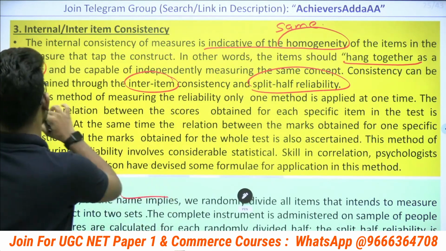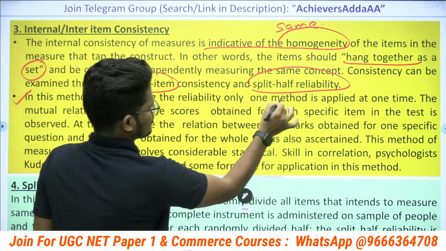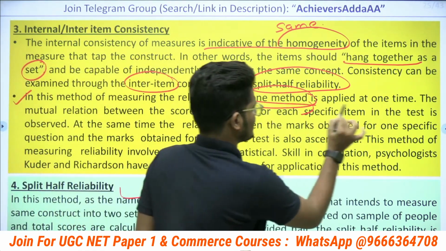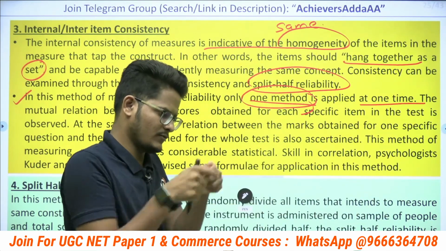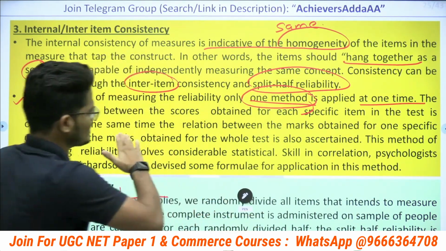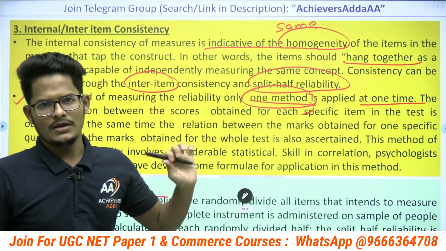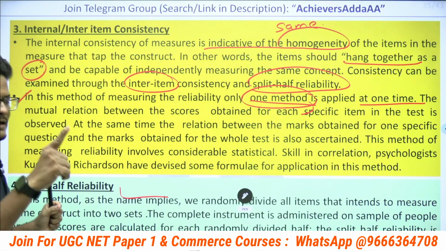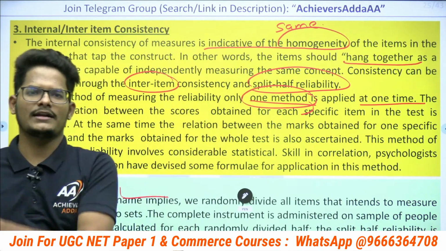That is, this method is one and this is one. In this method, reliability is measured based on only one method applied at one time. You apply one method one time, then the second method the second time, the third method the third time, the fourth method the fourth time. Like that, you apply different methods, only one method at a time, and then you get the results of all the trials that you made.